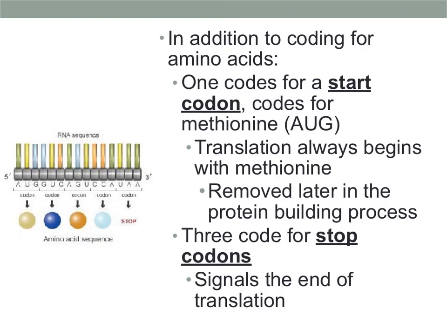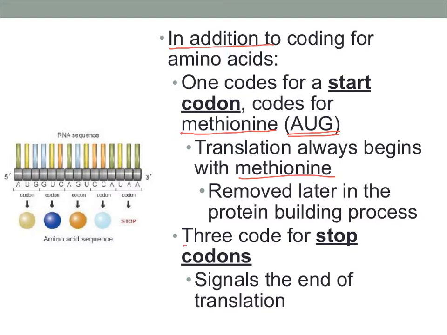In addition to coding for amino acids, one codon will code for the start codon. The start codon is AUG, adenine, uracil, guanine, and this codes for the amino acid methionine. So translation always begins with methionine. This methionine is later going to get taken off during the protein building process, the final tweaking of the shape, the twisting and formation of hydrogen bonds to get its final shape. The methionine will get knocked off.